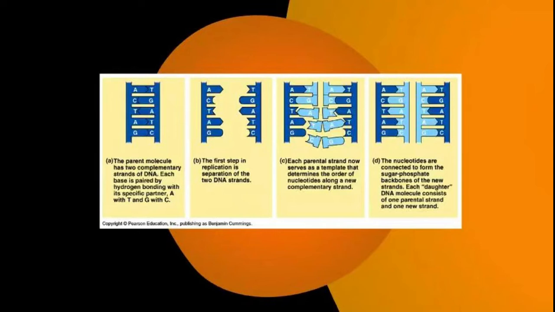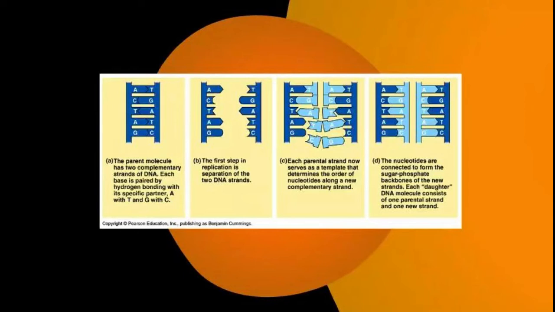So we start with a molecule of DNA. It has two complementary strands in anti-parallel directions, and the bases are paired on a complementary basis with hydrogen bonding between the complementary bases. So between, for instance, A and T and G and C, adenine and thymine, guanine and cytosine. And the first step in replication is to separate these two strands.